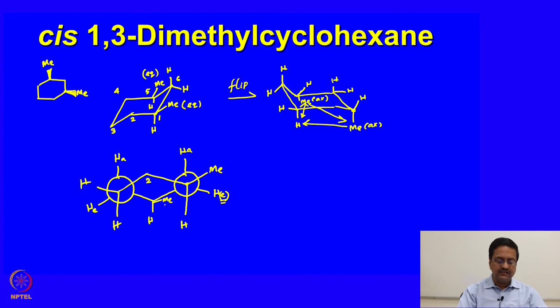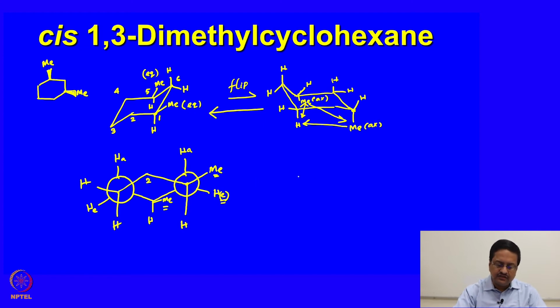So what we see here is this methyl and that methyl are far apart, so there is no question of N-butane gauche type of interaction, and this conformation does not have 1,3 diaxial strain, so therefore this conformation is always more stable compared to the other conformation.